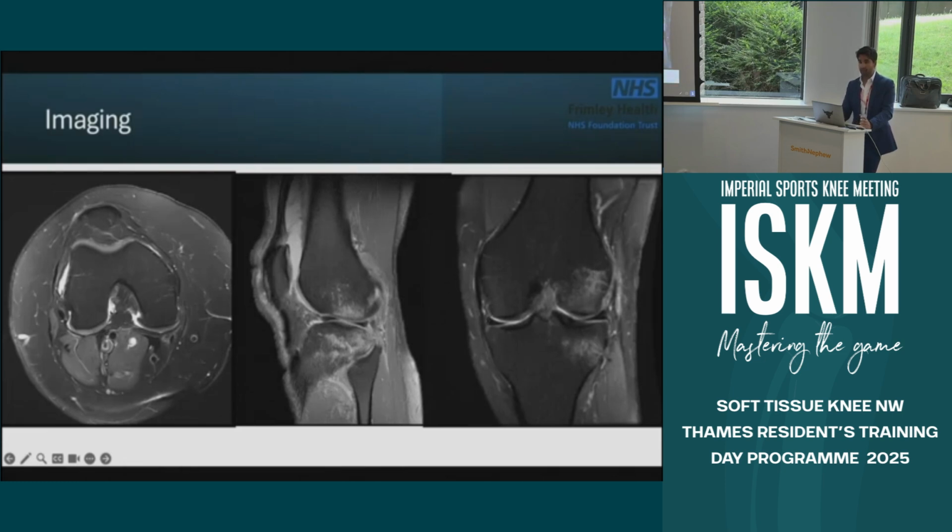That's one of the reasons why I will look at the scan myself, then check the report, and normally they've missed a couple of things. So two things I always find are deep MCL injuries and ramp lesions, because they don't look for them as often. Whereas if I look for them, because I'm used to seeing them, I'll ask them to go and change it and add that in, because most of the time it will be there as well.